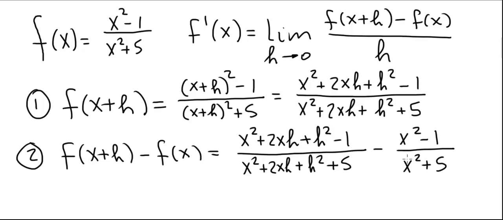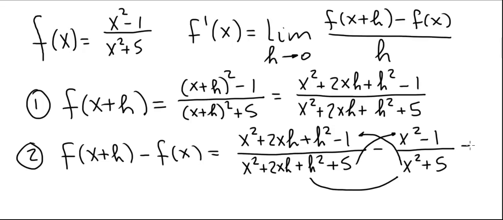Now we're going to combine these two to have a common denominator. The goal of step 2 is to factor out an h. At the end of step 2 we want to factor out an h. The common denominator will be the product of these two denominators. Then to do that we'll multiply the numerator on the left by x squared plus 5 and the numerator on the right by x squared plus 2xh plus h squared plus 5.